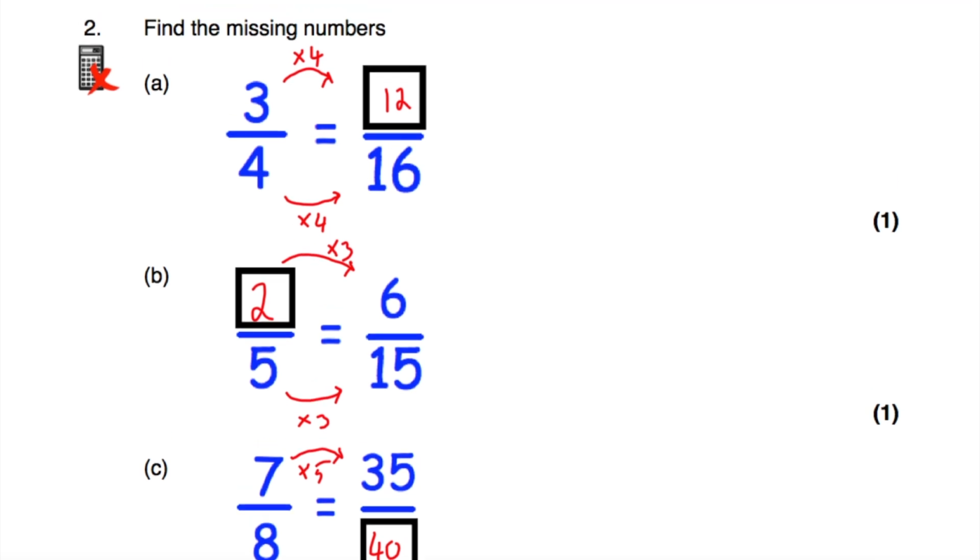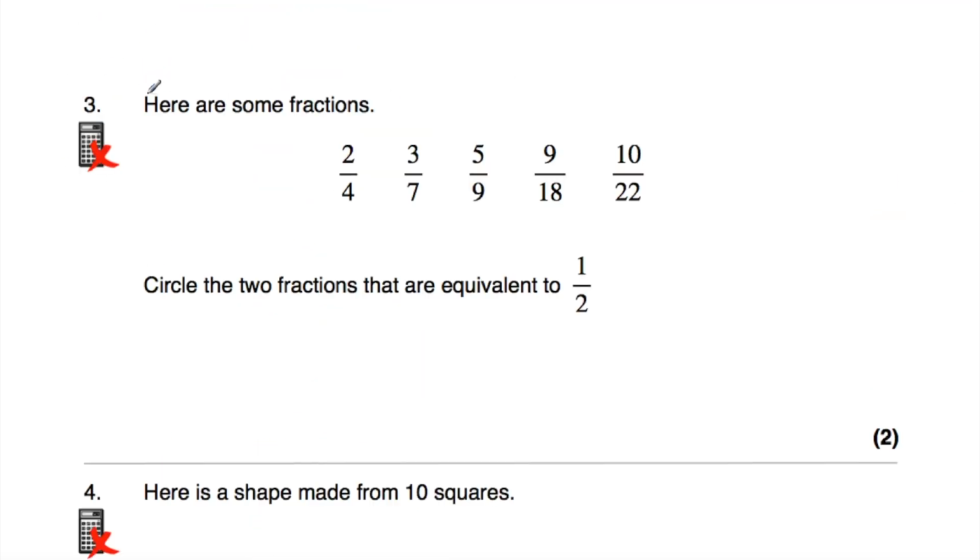Okay, let's look at our next question, question number 3. So question number 3 says, here are some fractions, and we've got 2 quarters, 3/7, 5/9, 9/18, and 10/22. And we've been asked to circle the 2 fractions that are equivalent to a half. So 2 of these fractions are equivalent to a half.